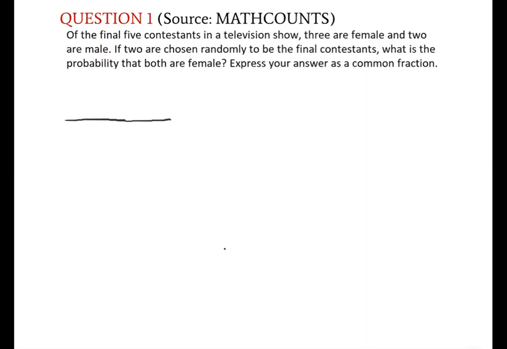And for our denominator, we want to find the total number of possibilities. So to find the total number of possibilities, we will use combinations, and we're going to have to choose 2 people out of the 5. And then for the numerator, we're also going to use combinations, and we want to choose 2 people out of the 3 females. So all we have to do is solve for this fraction.